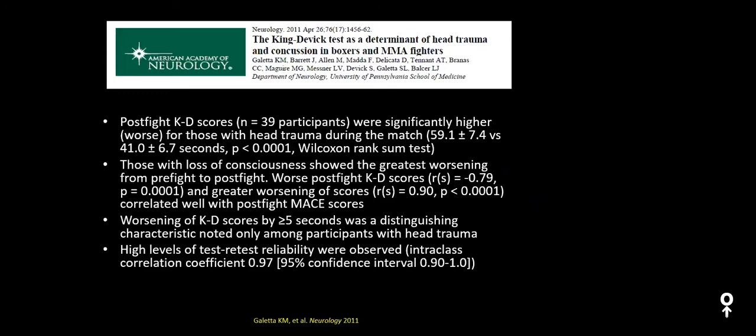So back in 2011, we reported on abnormal saccades and the identification of abnormal saccades using the King-Devick test among individuals who were recently concussed as a result of both mixed martial art bouts as well as boxers. And what we found is that it took these individuals significantly longer to perform this rather simple test of rapid number naming. Next slide.